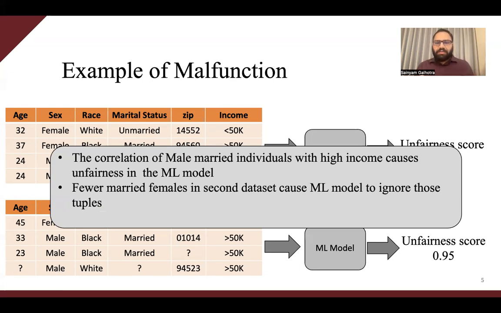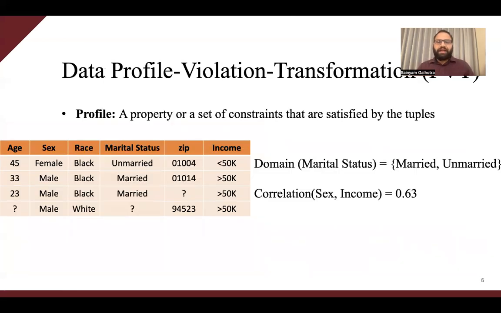After seeing these two examples, now let us try to see how we can explain such mismatch between data and systems. For this purpose, we define a PVT, which is a tuple of three components: data profile, violation function, and transformation function, and hence the name PVT.